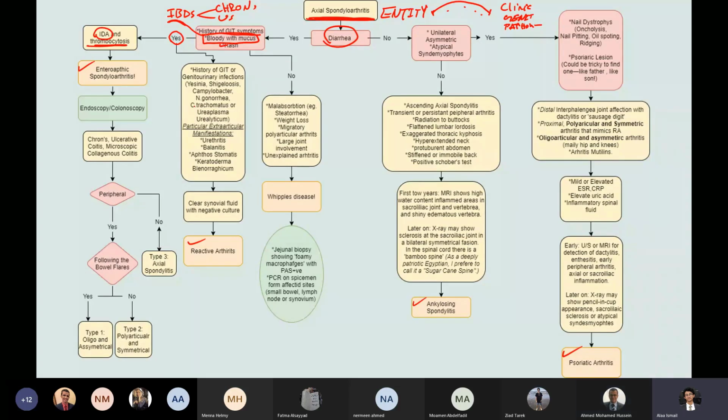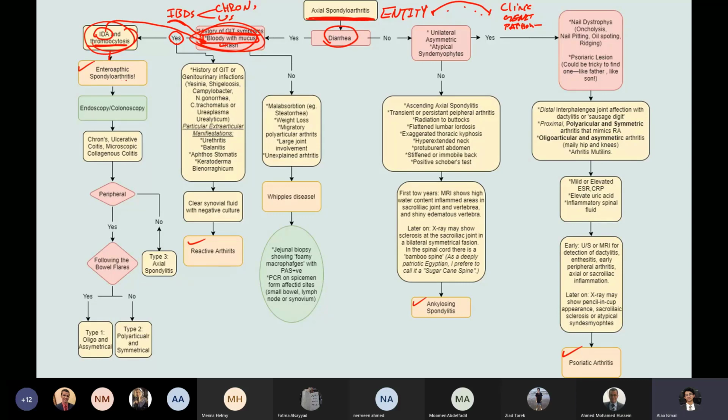Now if we have an IDA, iron deficiency anemia, this also is a suggestive feature of an underlying bleeding, and we have the bleeding coming out with a stool. Then if you find this constellation of unique history and unique laboratory tests, you should start thinking about enteropathic spondyloarthritis. Now I'm telling you that you should start being suspicious about this entity.